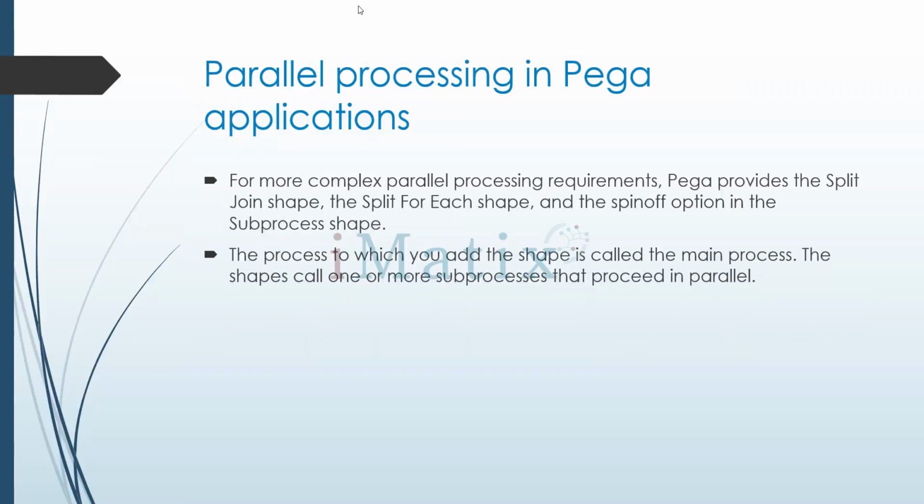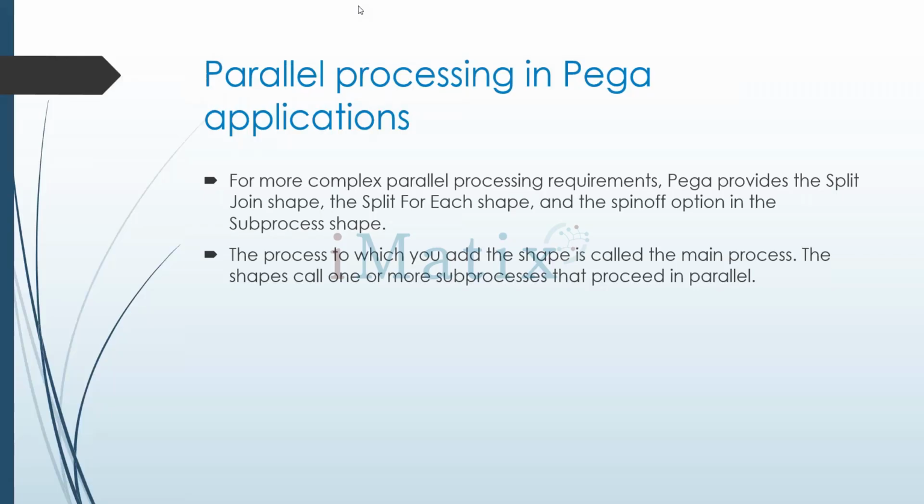Here we'll be talking about split join, for each and spin off. We'll talk about 3 different shapes here. The process into which you are adding these shapes is considered the main process, and the rest of the processes are called subprocesses. That's how the naming conventions work.